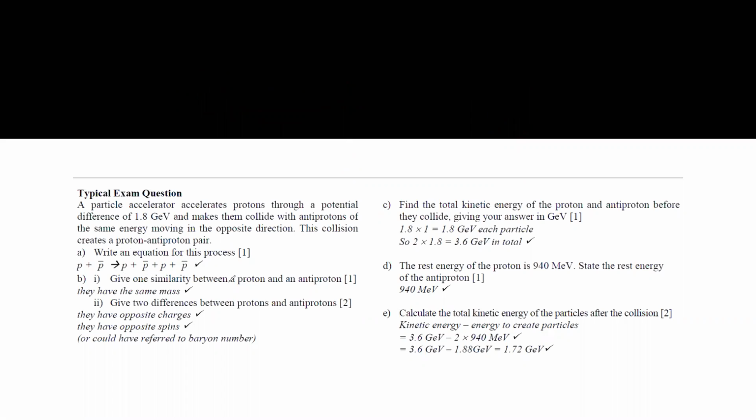Now, give one similarity between proton and antiproton. What is the similarity between a particle and its antiparticle? They have the same mass. And two differences between proton and antiproton, or between particle and antiparticle: they have opposite charges and they have opposite spins as well. For example, if one is rotating clockwise, the other is rotating anti-clockwise. Or the baryon number: because a proton is a baryon, an antiproton is also a baryon. A proton consists of three quarks, whereas an antiproton consists of three antiquarks. So if the baryon number for a proton is plus one, the baryon number for an antiproton will be minus one. You can use that as a difference as well.